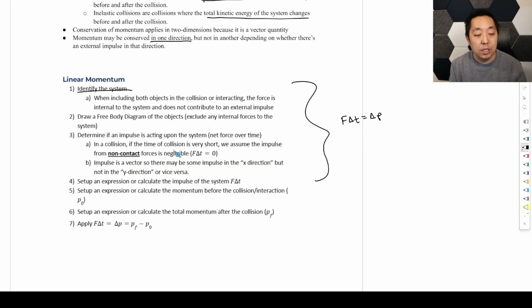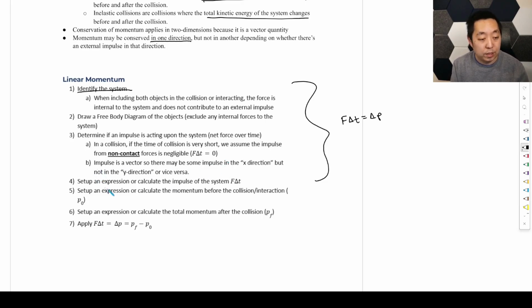In a collision, if the time is very short, we assume the impulse of a non-contact force is about 0. So for example, in a collision, we assume gravity acts a very short amount of time. We assume friction. We assume ropes. Those kinds of non-normal forces, we assume that they act for such a short amount of time that they don't exert an impulse on it.